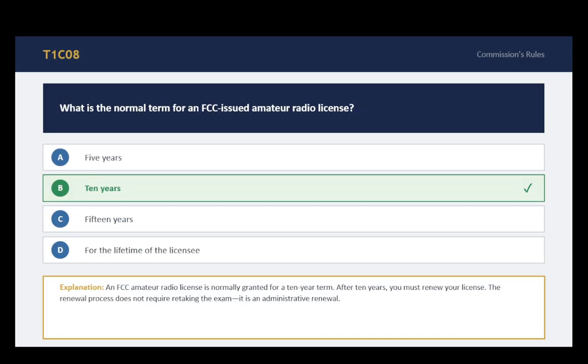What is the normal term for an FCC-issued amateur radio license? The answer is B, 10 years. An FCC amateur radio license is normally granted for 10-year terms. After 10 years, you must renew your license. The renewal process does not require retaking the exam. It is an administrative renewal.